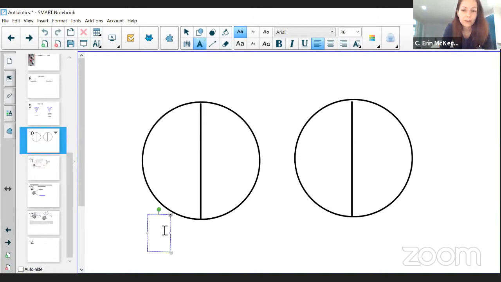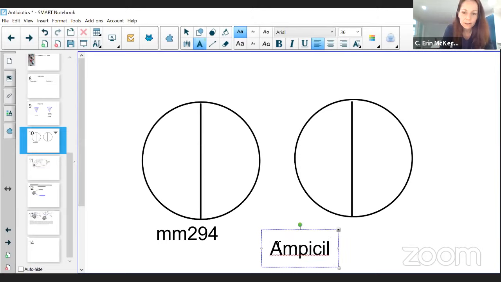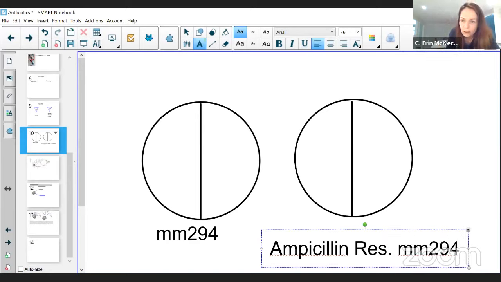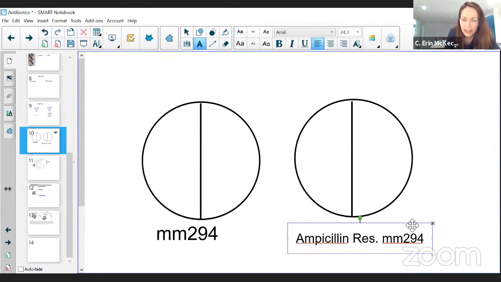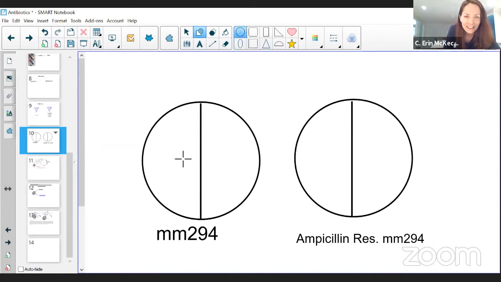If this is MM294, I want to draw the expected results for that bacteria and then versus the ampicillin resistant one. Let me just shrink that up for you. All right. Now remember we added the antibiotic. So I'm going to put little circles on there as an example of the antibiotic. Okay, so I got a little antibiotic over here. And what I'll do is just make some copies of that.